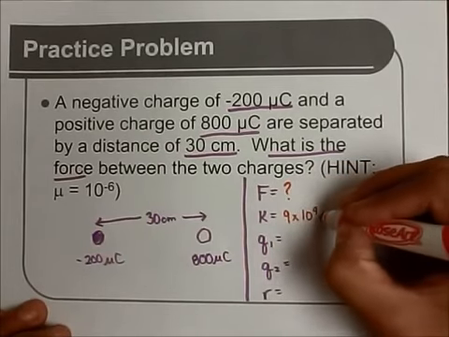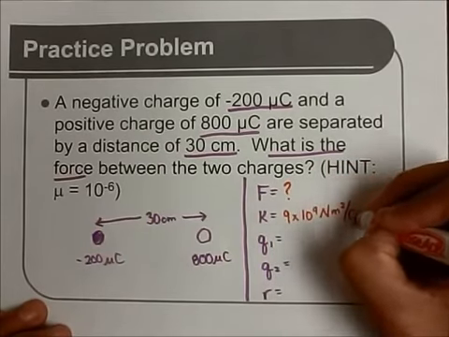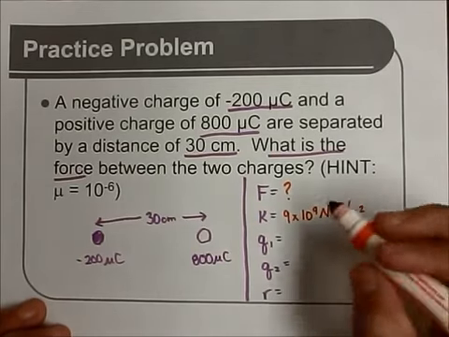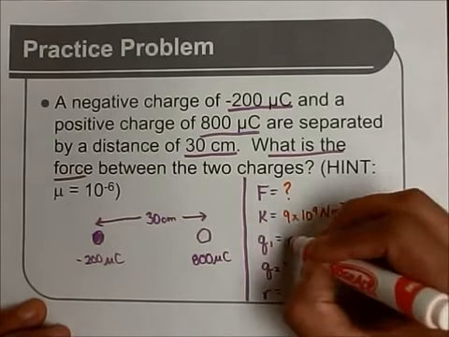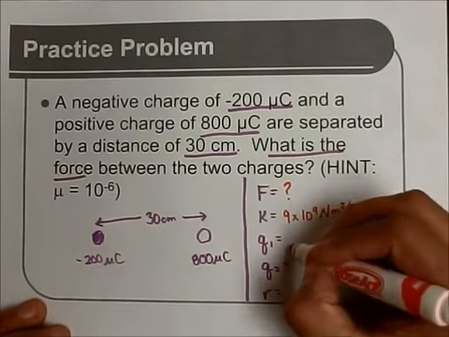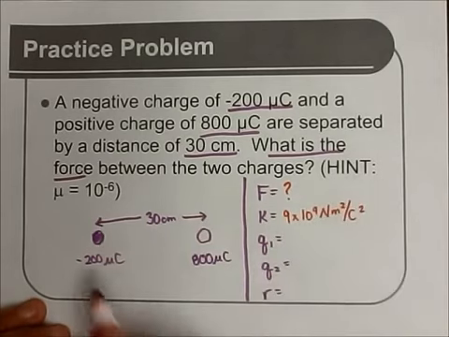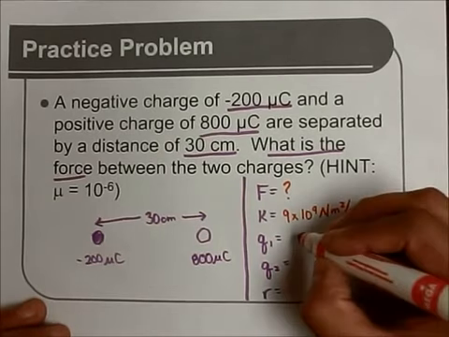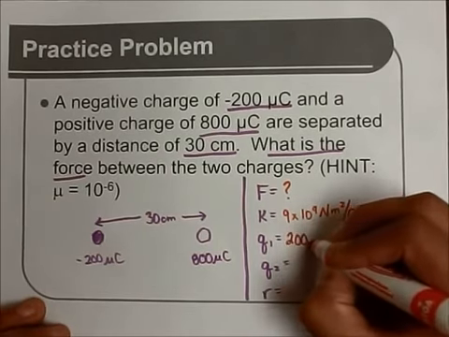9 times 10 to the ninth Newton meters squared per Coulomb squared. Q1 is the charge on one of the objects. So let's say 200 microcoulombs. And remember, we don't necessarily care about the negative part. The only thing the negative part tells us is whether the force is attractive or repulsive. So I don't really care about it, so I'm just going to take it out.